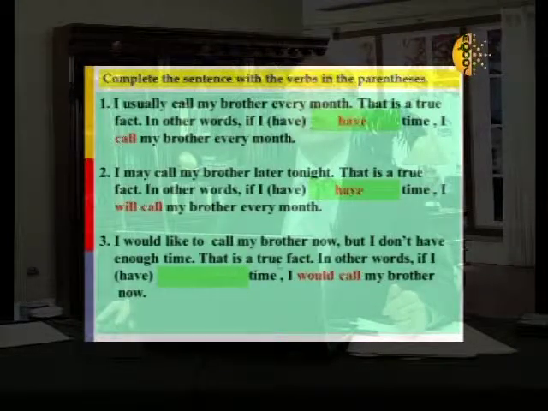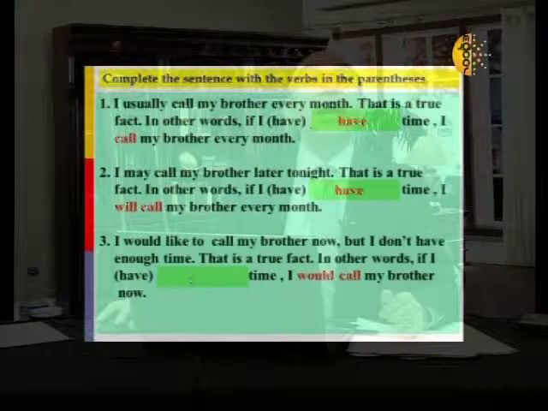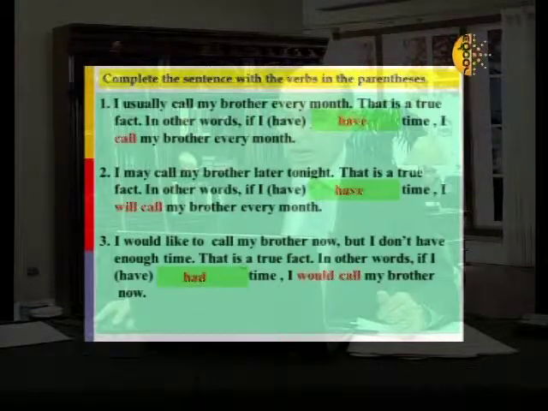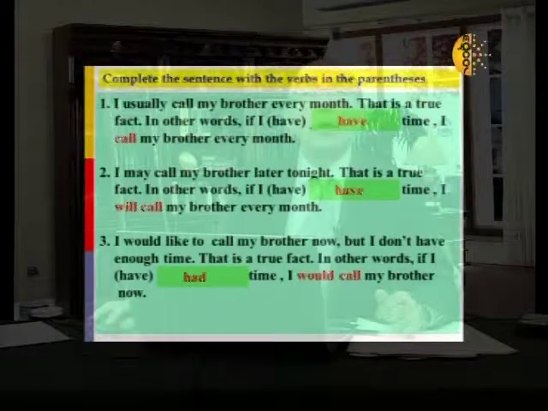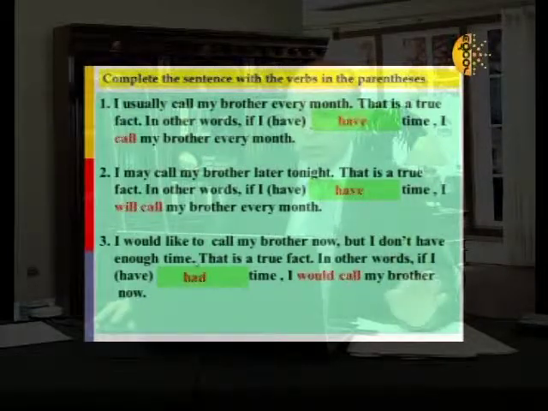The third situation, I would like to call my brother now, but I don't have enough time. That's a true fact. In other words, if I had time, I would call my brother now. Which one do you use here? If I have time or if I had time? The correct answer is if I had time now, I would call my brother. But I don't. So if the situation is unreal, impossible, you use past tense for present time.